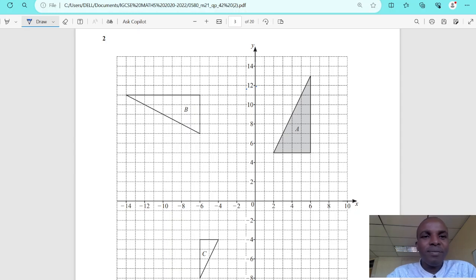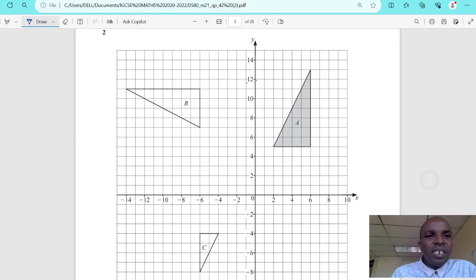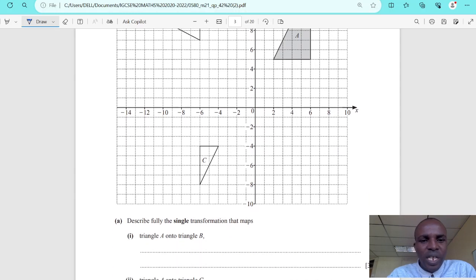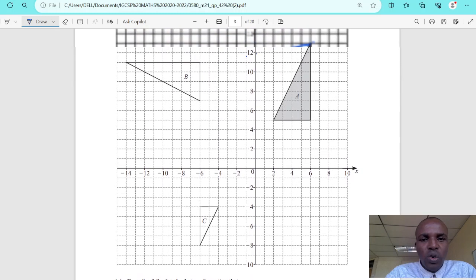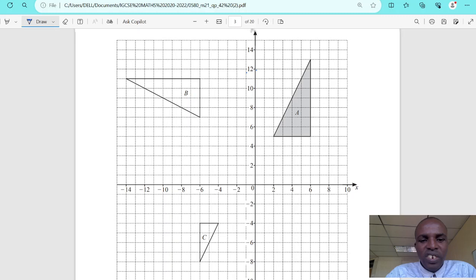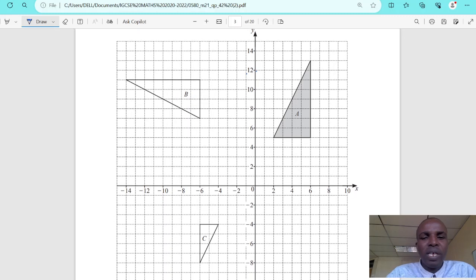Question number 1. This is the question. We have this graph and these triangles, and they're saying, describe fully the single transformation that maps triangle A onto triangle B. A onto B.